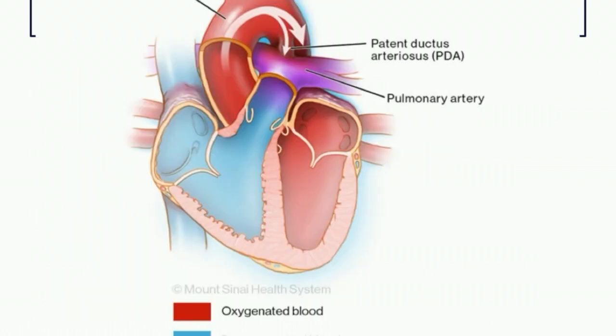And sometimes we can't close them with devices because of the shape of them. They're too tortuous or they're too wide and the device wouldn't fit properly. And the risk with the device is that it embolizes and ends up somewhere else where it's really dangerous. It can block off a whole blood vessel.